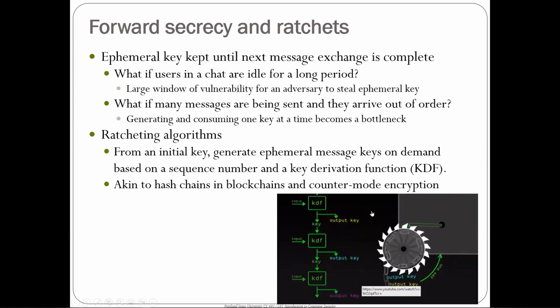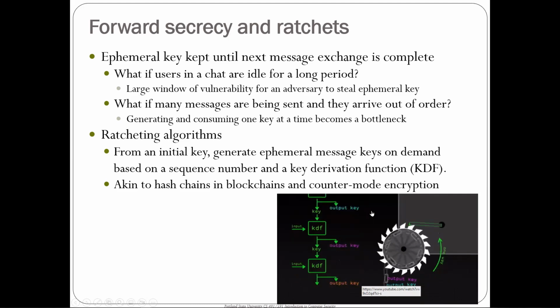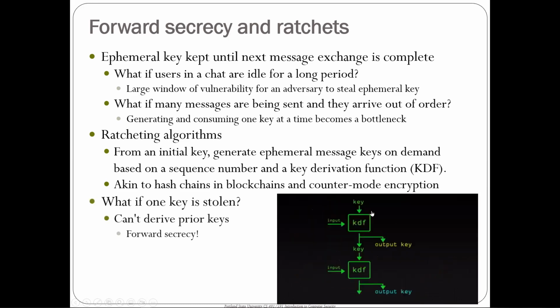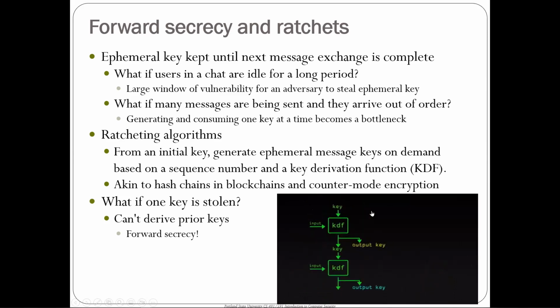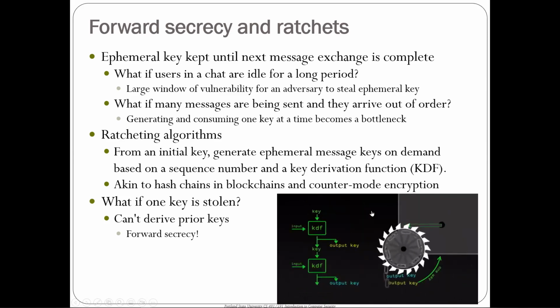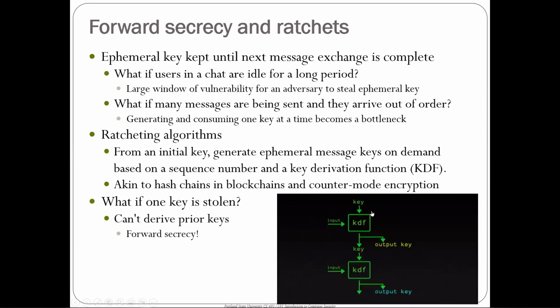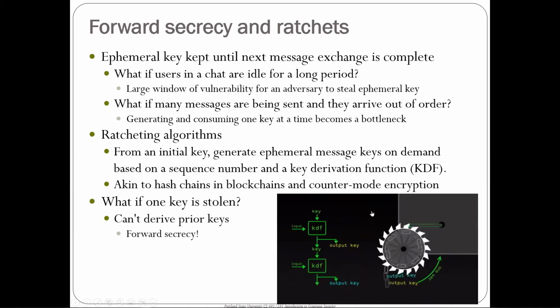Okay, so that's forward secrecy. What if a key is stolen? Well, if this key derivation function is a one-way function, it's hard to reverse. One-way functions are things where from the output, it's hard to determine what the input was that generated that. So this gives you perfect forward secrecy because then you don't have that data to go backwards. And this assumes the adversary doesn't have the initial key as well.